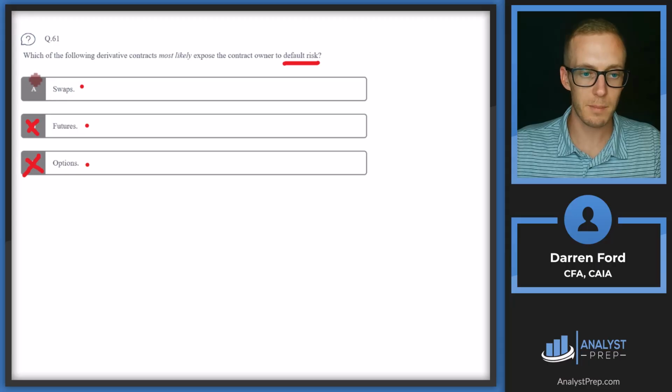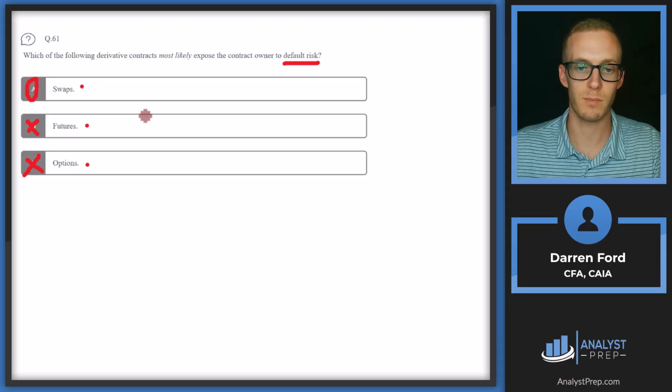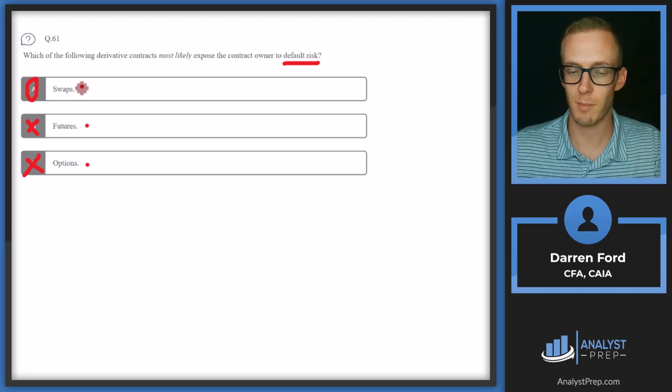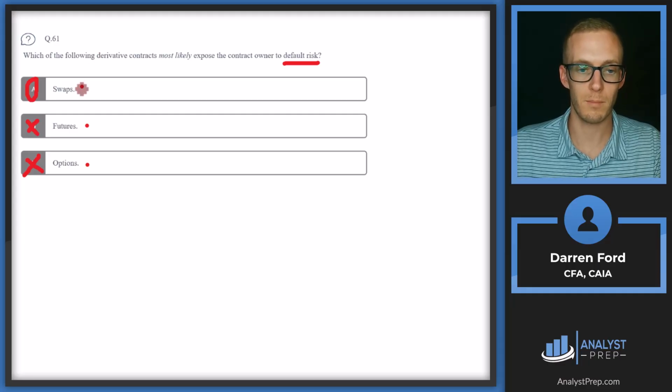In the case of swaps, these are going to be traded over the counter. So rather than trading through some central clearing firm, you're going directly under contract with another party. And that other party, whether it's another institution or bank or whatever, could technically default. So there is potential default risk in swaps, but not in futures and options.